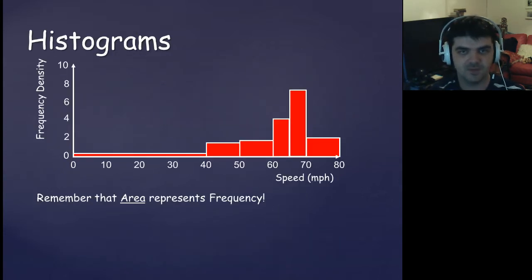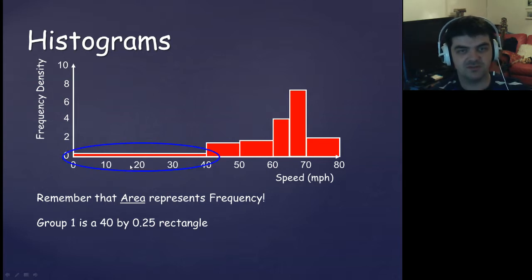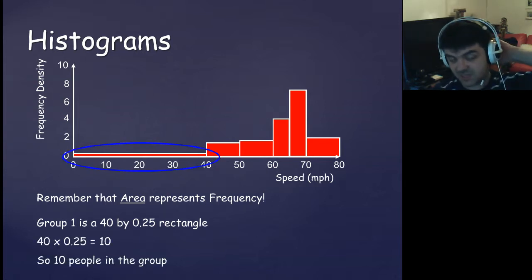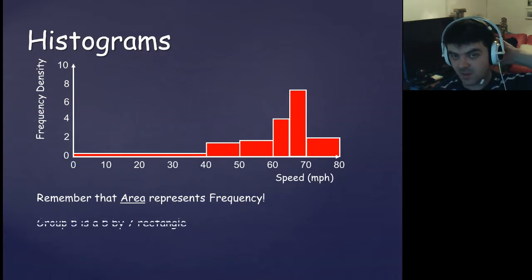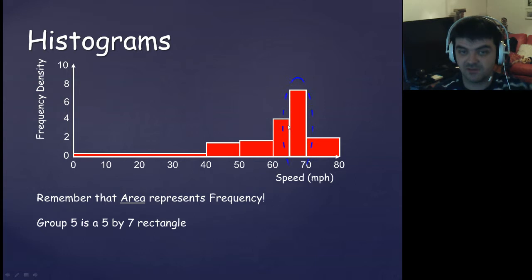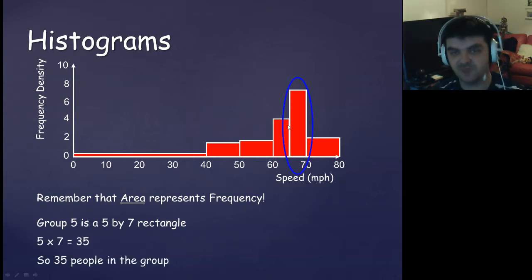Okay. So remember that area represents the frequency. So if I was working out group 1, it's a 40 by 0.25 triangle, and that would give us a frequency of 10. So there's 10 people in this group. Group of 5 is a 5 by 7, which is that one, and that gives you 35. It's just 35 people in this group. And you're probably wondering, well, we know that because we plotted the graph, but what if you were given the graph and asked to interpret it? And we're going to come on to that very, very shortly.